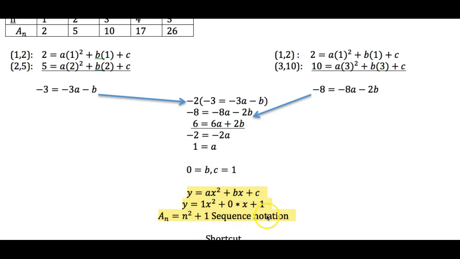This is sequence notation, so instead of using x, I'm going to use n. And then I have a sub n as well. So this would be your answer here at the very end. Okay, so that's what we're looking at.